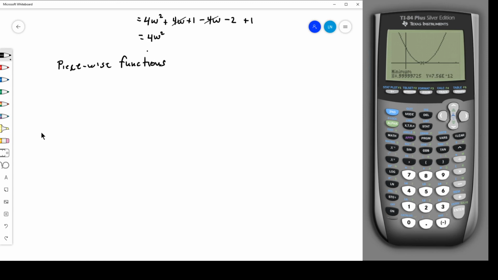Let's look at a piecewise function. I have an example here. Suppose f of x is defined to be x minus 1 when x is between -3 inclusive and 0 not inclusive. And then the function equals x squared for x between 0 and 2, inclusive on both sides.